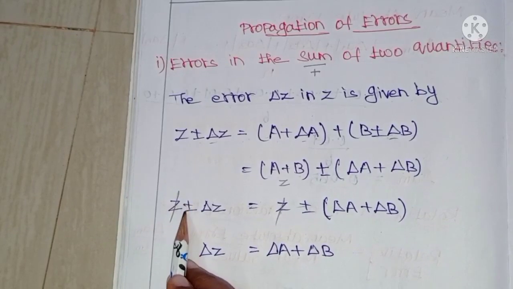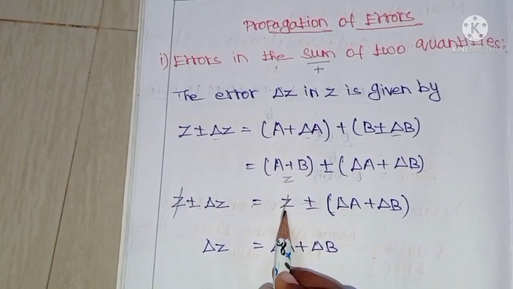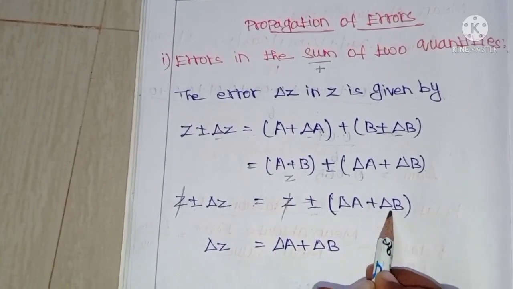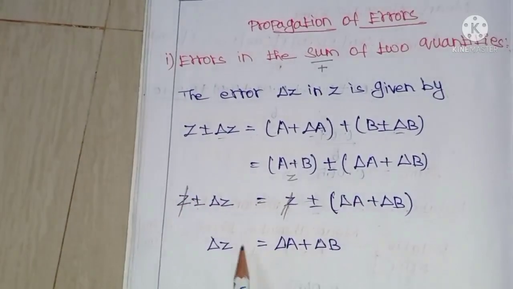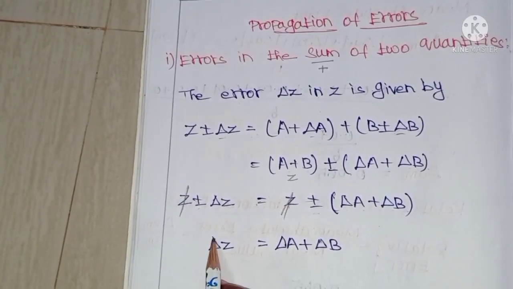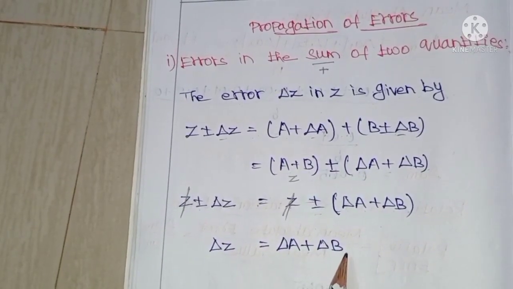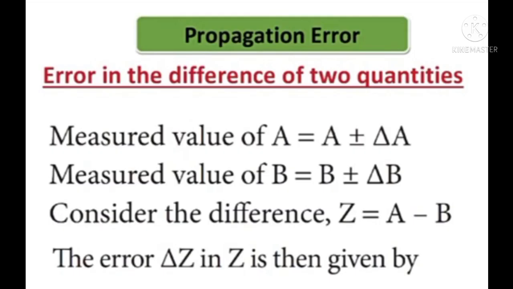So Z plus or minus delta Z is equal to, instead of A plus B, we are substituting Z, and plus or minus delta A plus delta B. By cancelling this Z and this Z, we obtain the final equation as delta Z is equal to delta A plus delta B. From the final equation, the error in the sum of 2 quantities is equal to the sum of the absolute errors in the individual quantities. Next one is error in the difference of 2 quantities.